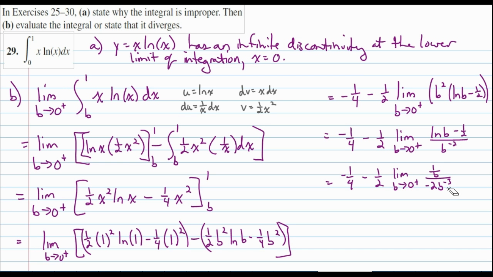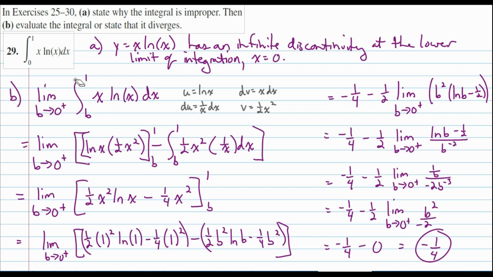Well, now I can bring my b to the negative 3rd up to the numerator, and I get negative 1/2 b squared. And I can take the limit as b approaches 0 from the right. That's just going to be 0. So I get that my limit is negative 1/4.